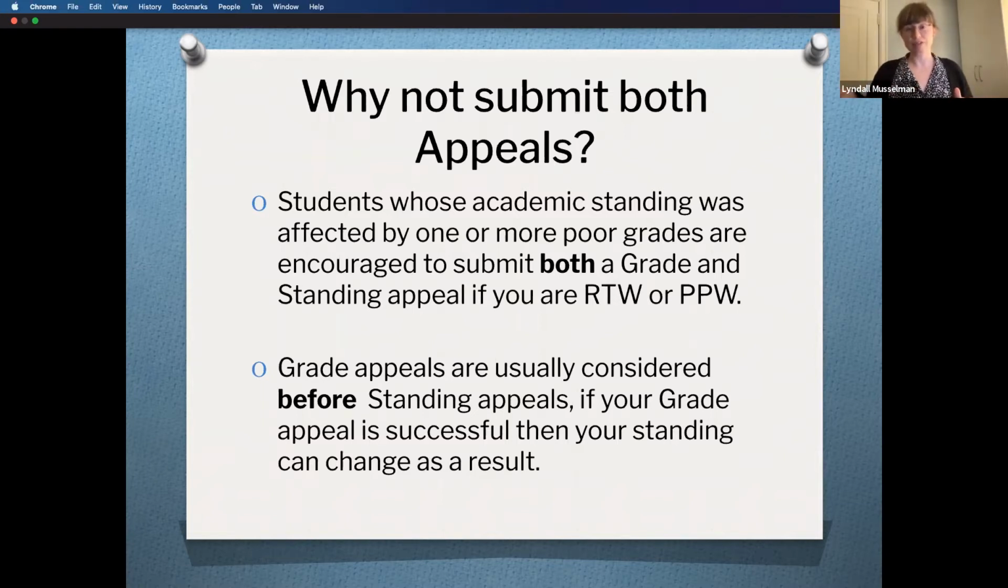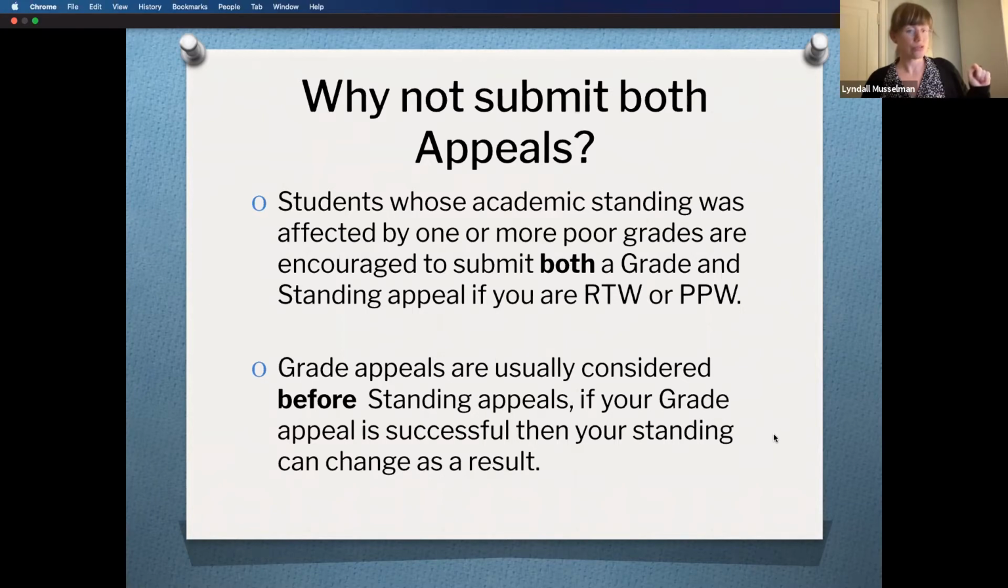You will then have your standing appeal in place to challenge being RTW or permanently program withdrawn. And just a note around being permanently program withdrawn, that's a really serious and unfortunate academic standing. So we really do encourage you to appeal being PPW, because that's something you want to avoid having on your transcript. So definitely think about that multi-pronged approach to appeals.